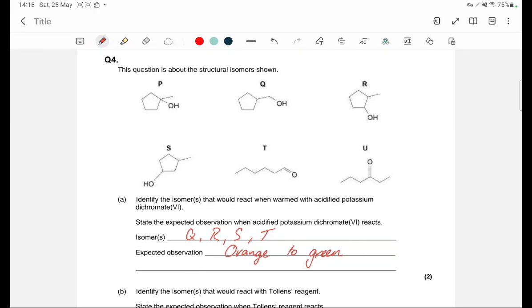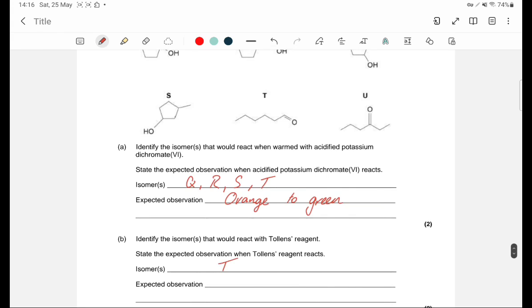Question B is a very similar reaction. It just wants to know which substances will react with Tollens' reagent. So Tollens' reagent is what we use to identify aldehydes. This time it is just aldehydes that will react, so no ketones, no alcohols. The only one that is an aldehyde is T, so the answer is T. The observation that you would see for that is a silver mirror.